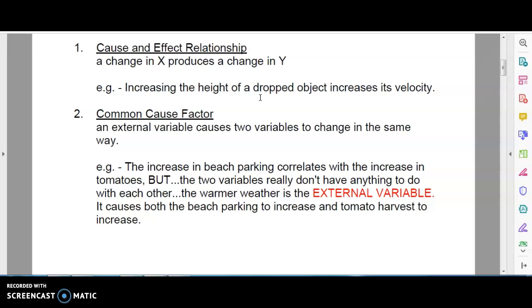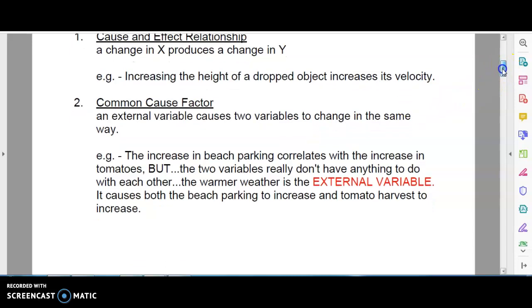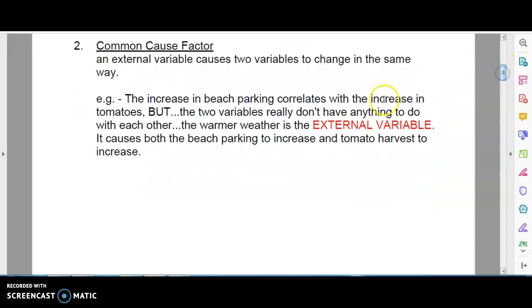Number two, common cause factor. So an external variable causes two variables to change in the same way. Okay, so example, the increase in beach parking, so there's more cars at the beach, correlates with the increase in the tomato harvest. Okay, so you could look at the data, and you could see, oh, there's way more cars parking at the beach, and that is happening at the same time as an increase in the tomato harvest.